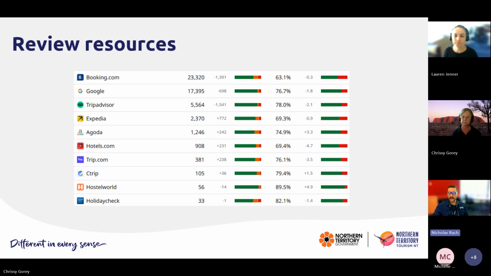So this is a graph of review resources. These are some of the top line resources that we track across the NT. Booking.com is at the very top. The reason for that is Booking.com, like a lot of other online booking systems, will be sending everyone that books through them, once they've finished their booking, an email asking for that person to rate the place that they've just stayed in.